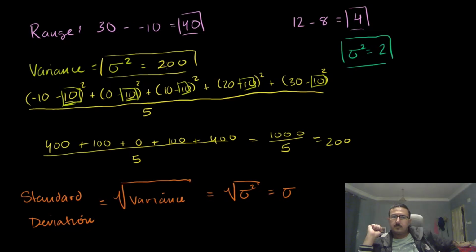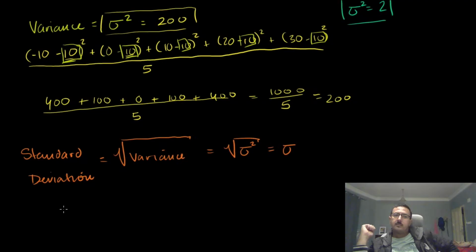So now that we figured out the variance, it's very easy to figure out the standard deviation of both of these data sets. The standard deviation of this first data set up here is going to be the square root of 200. The square root of 200 is what? The square root of 2 times 100. This is equal to 10 square roots of 2. That's that first data set. Now, the standard deviation of the second data set is just going to be the square root of 2.